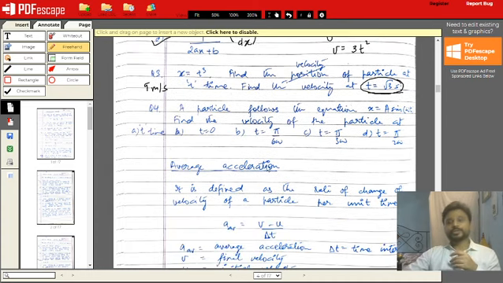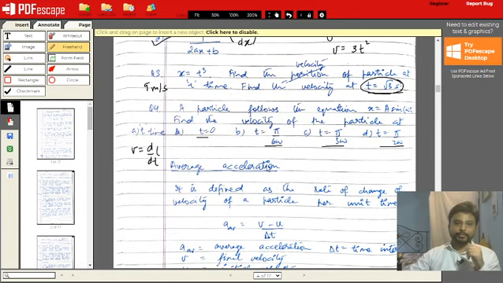A particle follows the equation x is equal to a sine omega t. Find the velocity of the particle at t equal to 0, at t equal to pi by 6 omega, at t equal to pi by 3 omega, and t equal to pi by 2 omega. So at different time intervals, we want to get the value of the velocity of the particle. So the velocity of the particle is, when we differentiate a sine omega t, we can write it as d by dt of x, which is a sine omega t.